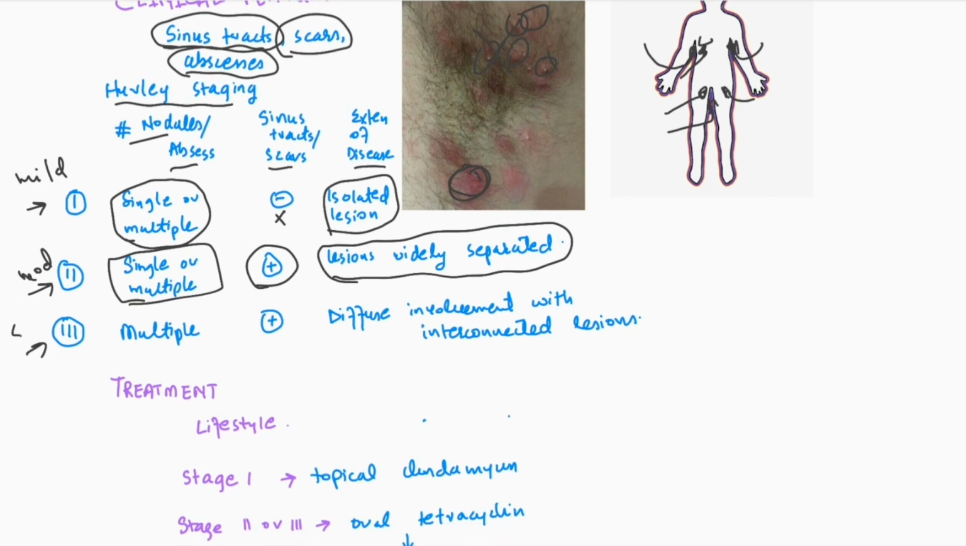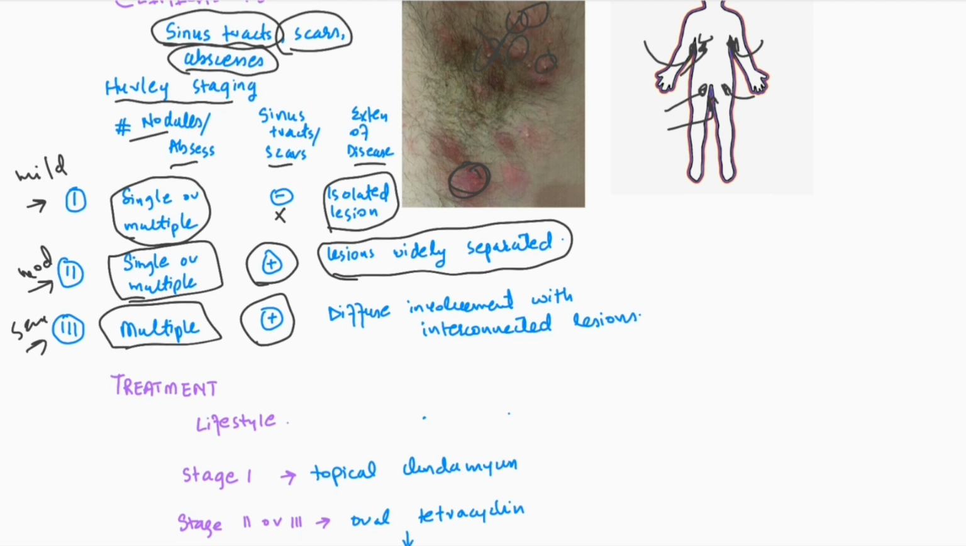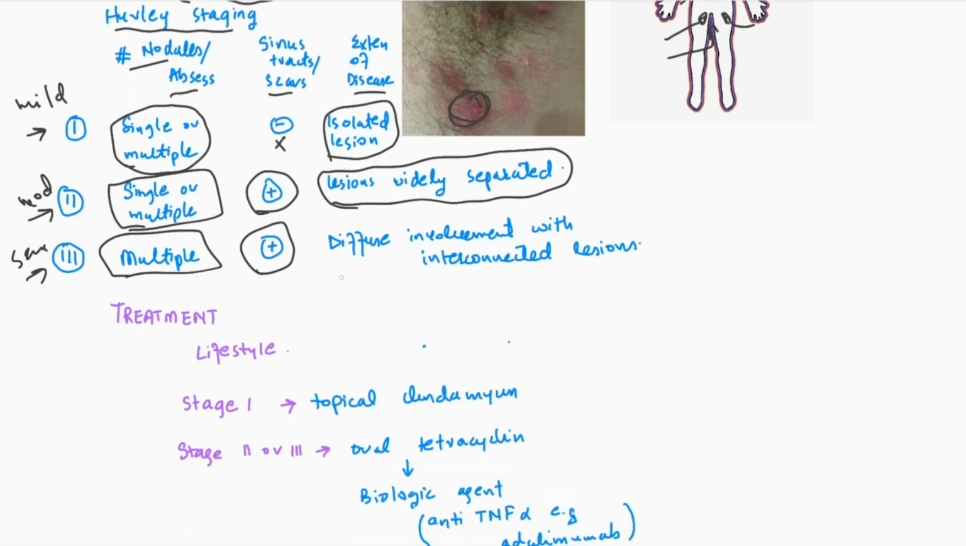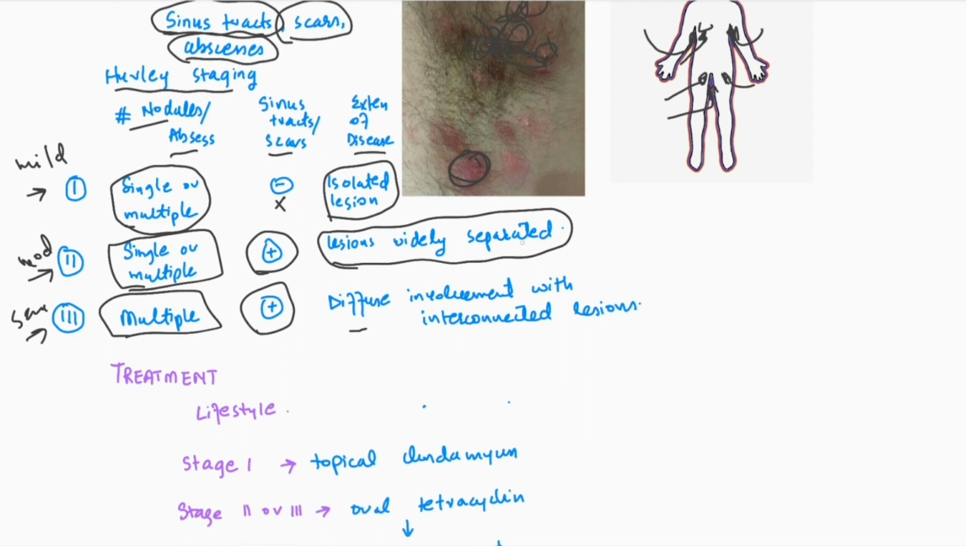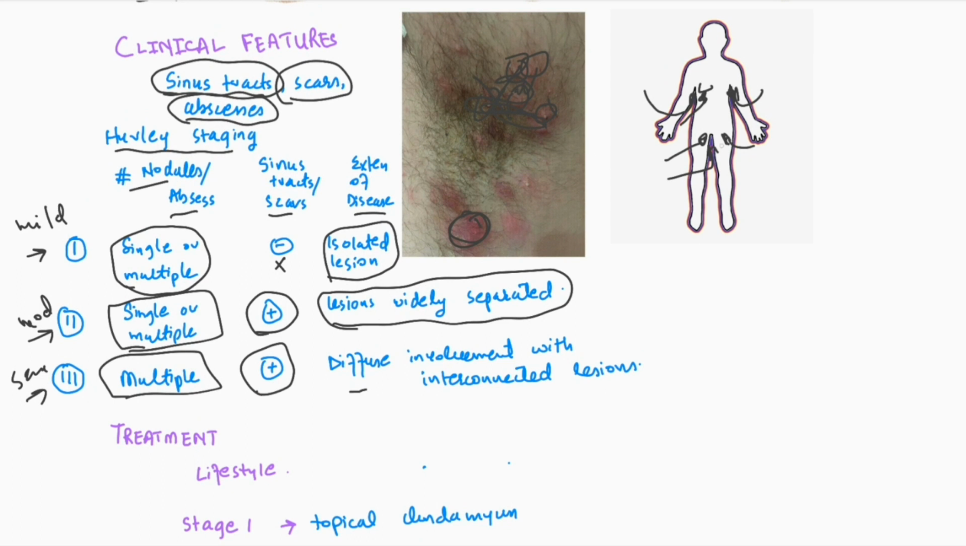And then the severe one, we have multiple nodules and abscesses, and there is scar formation and sinus tract formation, and it will be diffuse involvement. Like in this patient, look, there's diffuse involvement, a lot of the areas involved, and the lesions are also interconnected, like here.